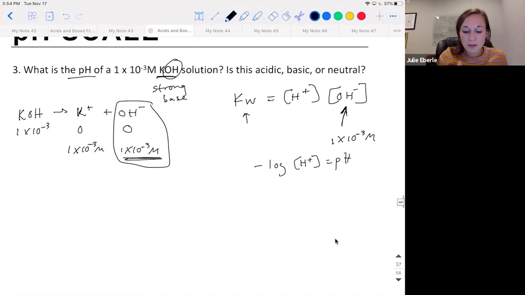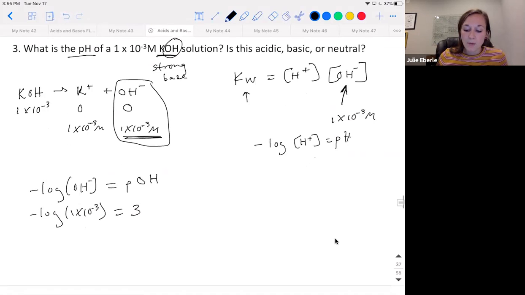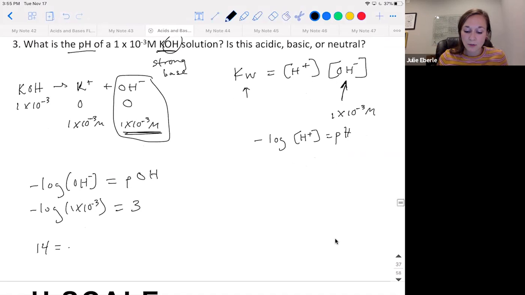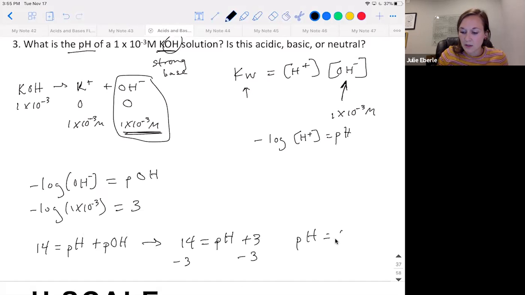Or I think it's more simple if you take the negative log of OH minus, which is just the negative log of 1 times 10 to the minus 3. And what do you get? You'll get 3. What does this equal? This equals pOH. And remember that 14 equals pH plus pOH. So what we have is 14 equals pH plus 3. So you just subtract off 3 and you find that pH is 11.